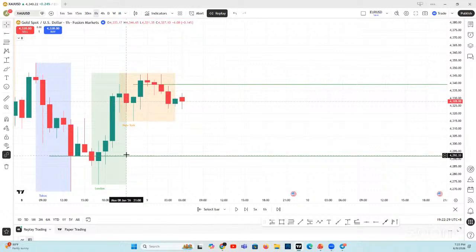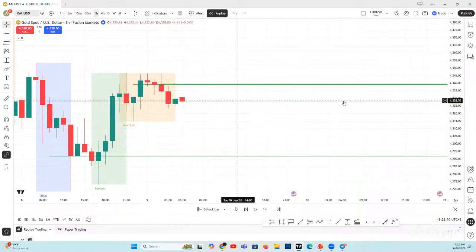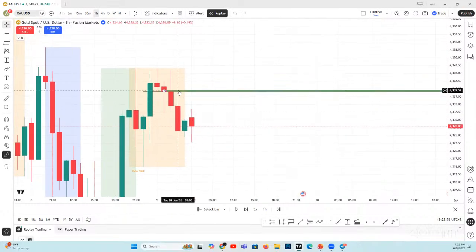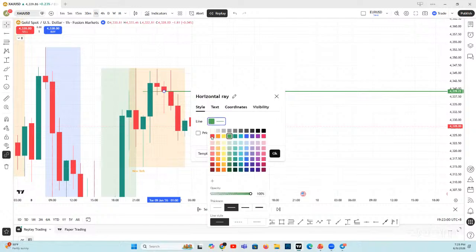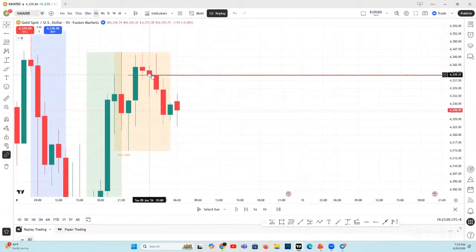H4, H4, okay? Resistance, support. But where is H1? There's a lot of H1, guys. This gap SNR is also H1 and H4. This is very strong, guys. You have two time frames in the same area. When you have two higher time frames in the same area, this is a very strong level. Okay? You highlight that.